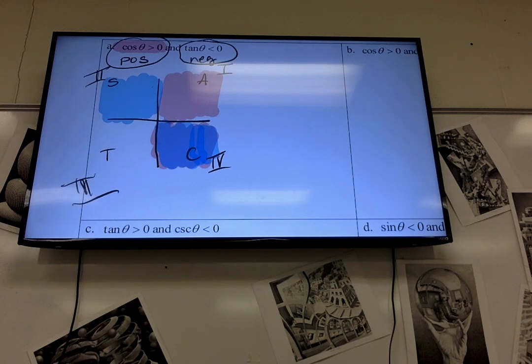So we're looking for where it's negative. That would be in the second quadrant because only sine is positive in the second quadrant, and in the fourth quadrant because only cosine is positive in the fourth quadrant. So our answer is where those two overlap, because we're looking for where the cosine is positive and the tangent is negative. So they overlap in quadrant 4.